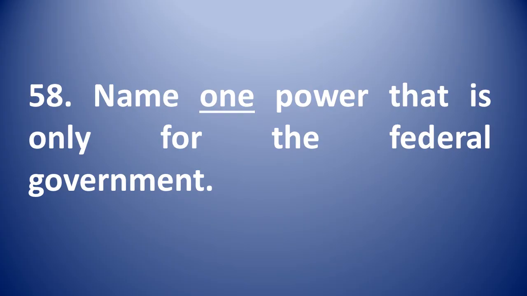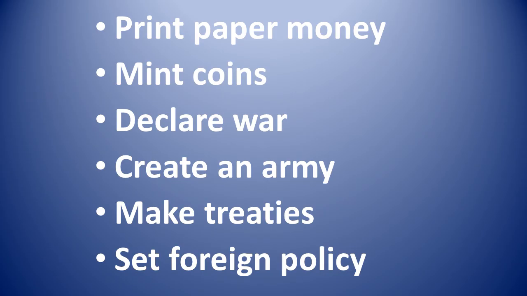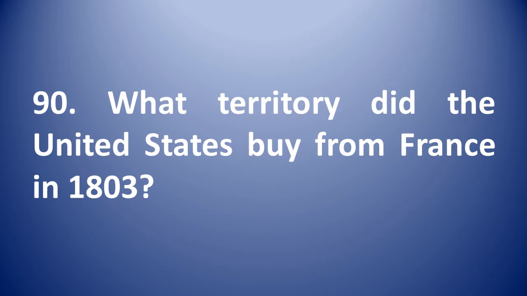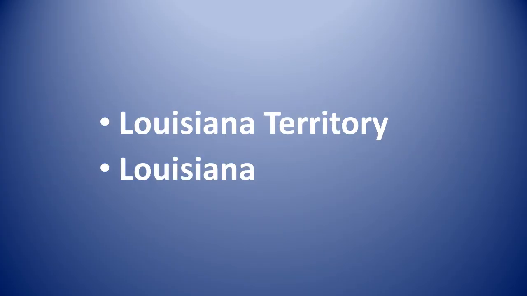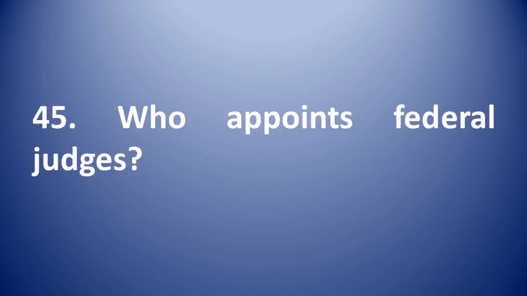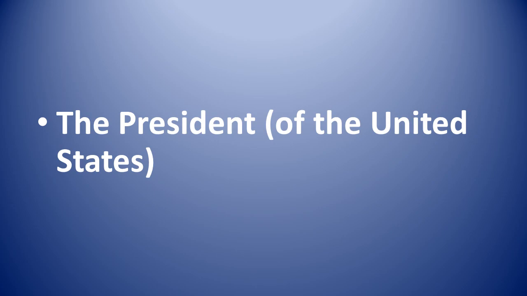Name one power that is only for the federal government. Print paper money. What territory did the United States buy from France in 1803? Louisiana. Who appoints federal judges? The President of the United States.